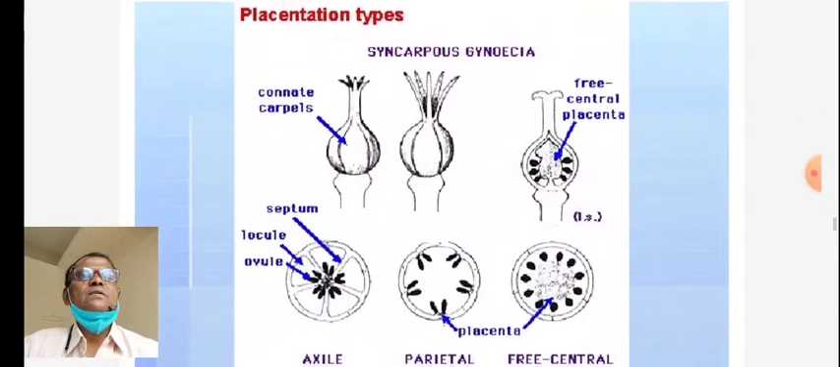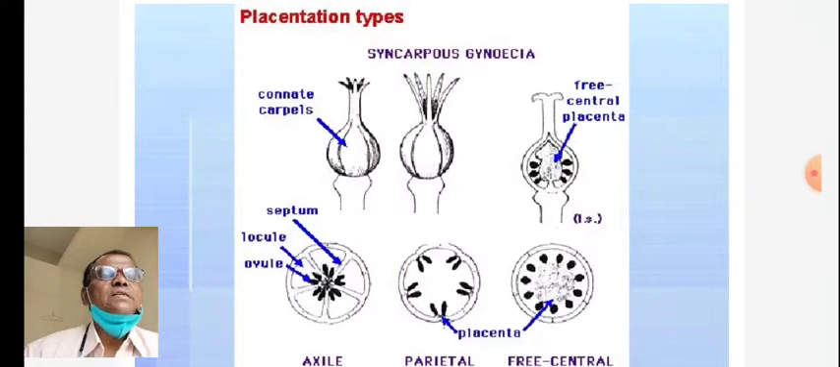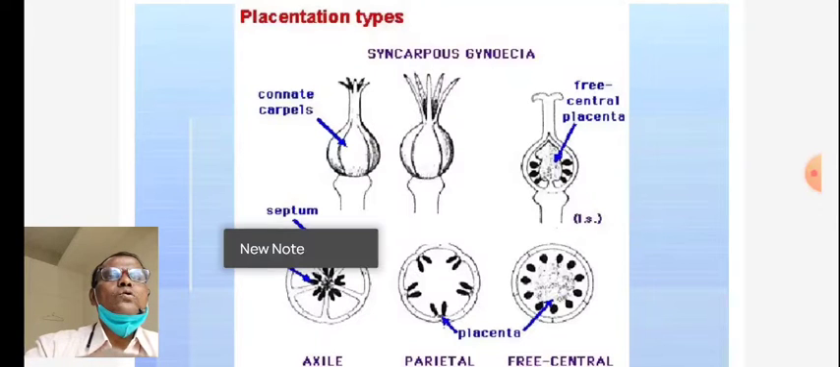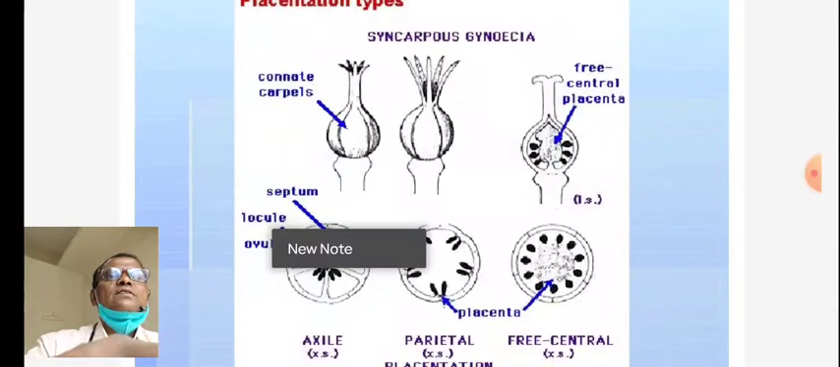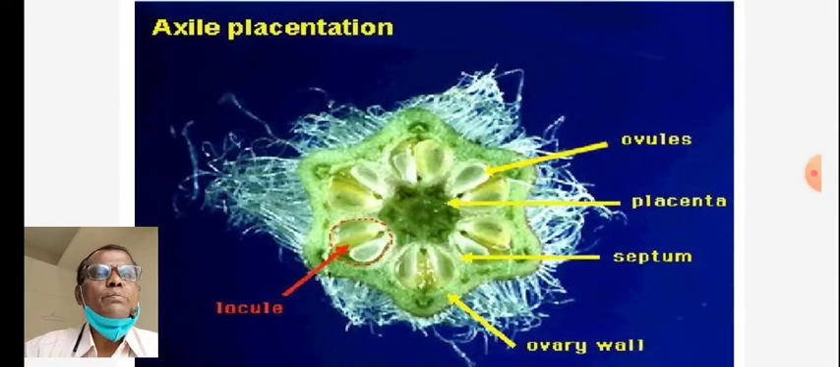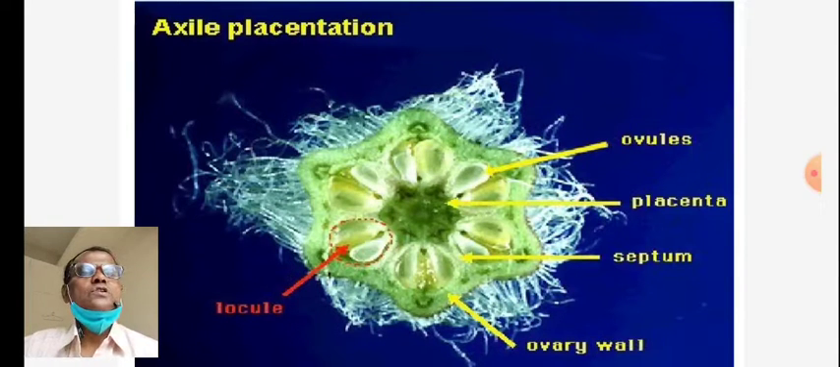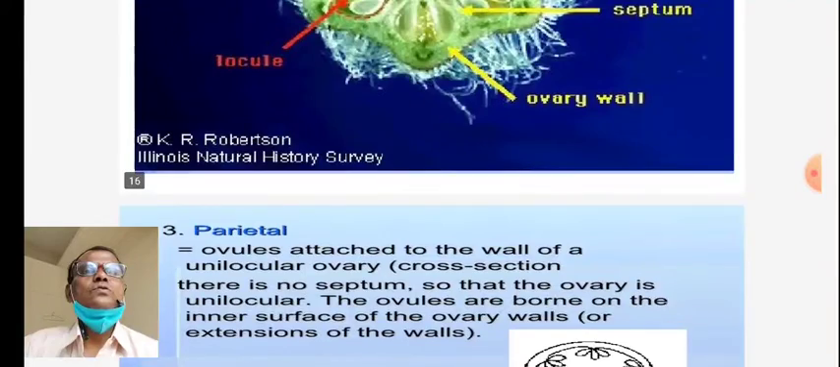Then placentation types, they show due to the syncarpous condition. So you see the LS, or the vertical section. So axile, parietal and free central, right? You see the entire ovary. Then next in placentation types, these are the direct photographs of the plant. So the thin section gives the idea about the locules, the ovary wall and the position of the ovules. So this is a good photograph.